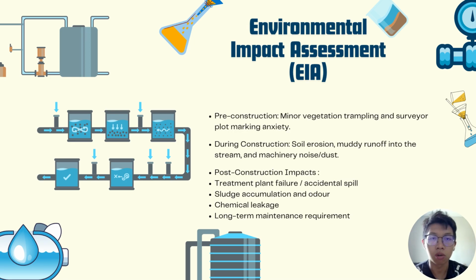It is important because the cocoa peat factory may produce wastewater with high organic content, suspended solids, and chemical residue. Therefore, EIA helps ensure that the treatment system complies with the Environmental Quality Act and reduces pollution risk. The impacts can be divided into three stages, which are pre-construction, during construction, and post-construction. During pre-construction, impacts may include minor vegetation clearing for site surveying and possible concern from nearby communities. This concern may be related to odor, noise, insects, or possible contamination.